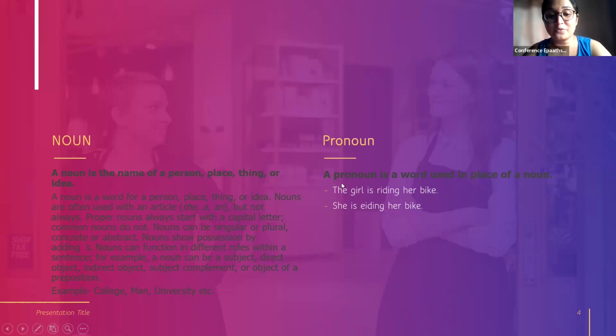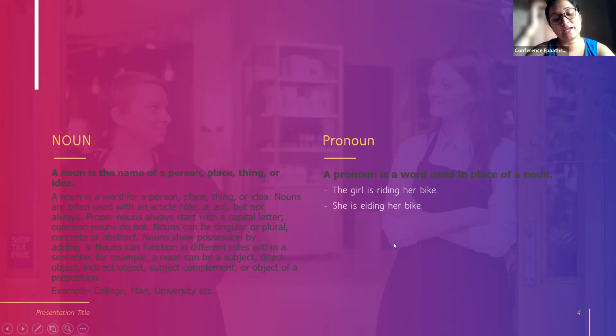Now, what is pronoun? Pronoun is a word which can be used in the place of a noun. Like the girl is riding her bike. So girl is a noun, and instead of the word girl, as a pronoun, you can use she. Like she is riding her bike.